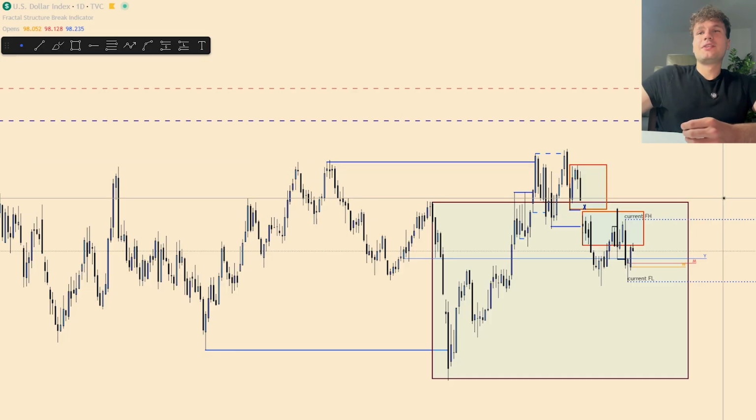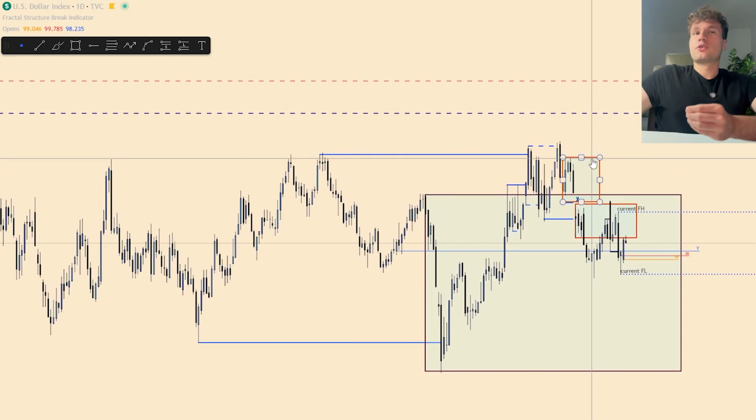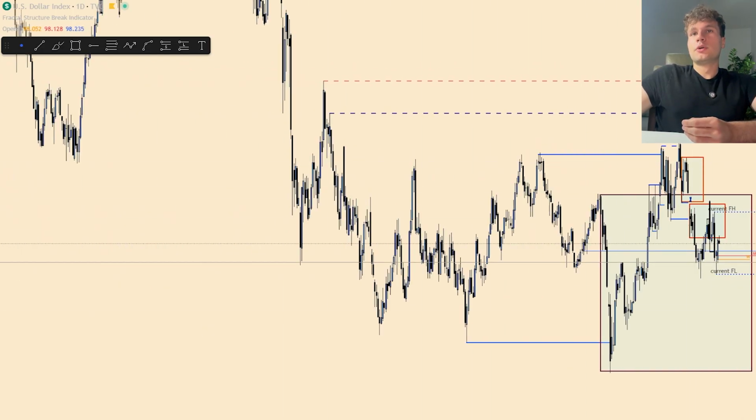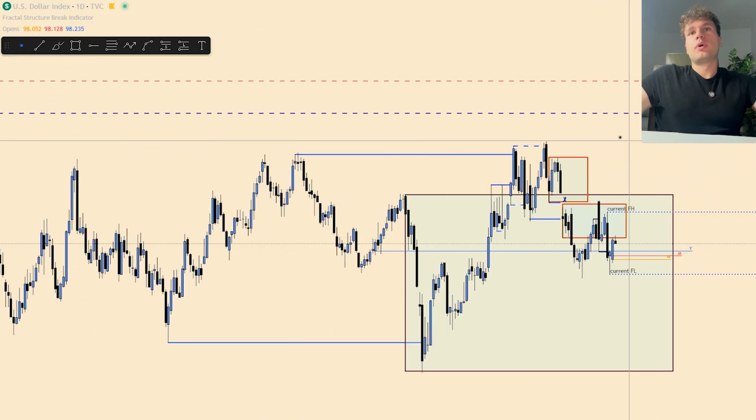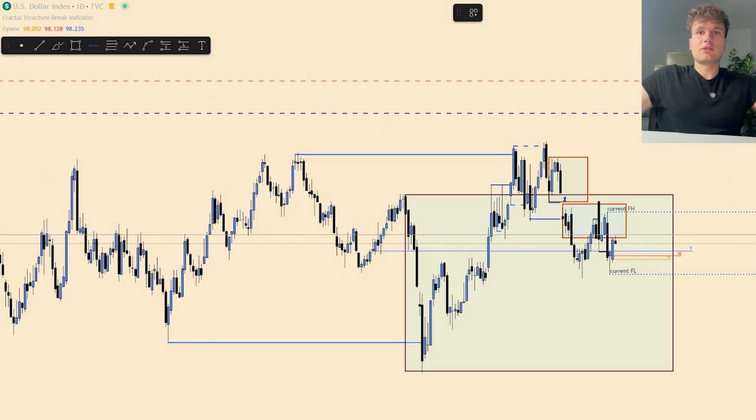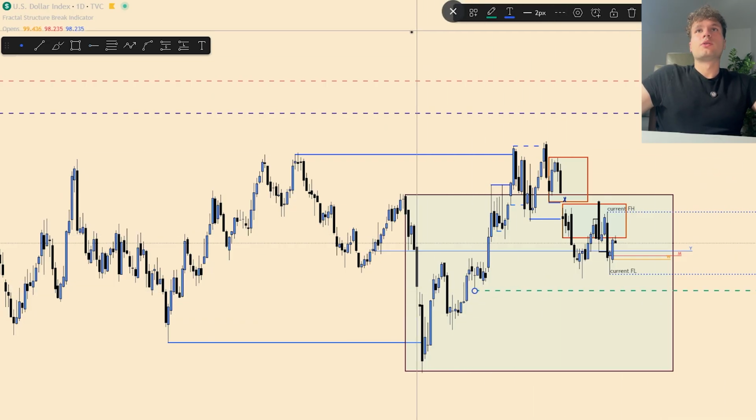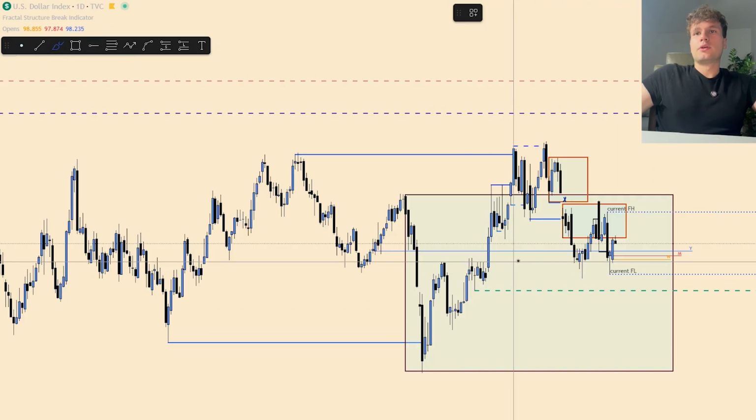Starting at the dollar index, I'm still looking for some further downside. It is a little bit consolidated from a higher time frame, but my goal is to trade from liquidity to liquidity. In this case, I see some more open lows here that we could target and liquidate.